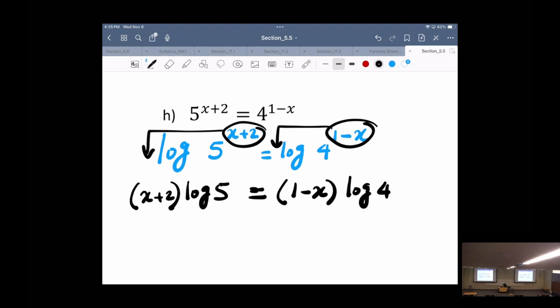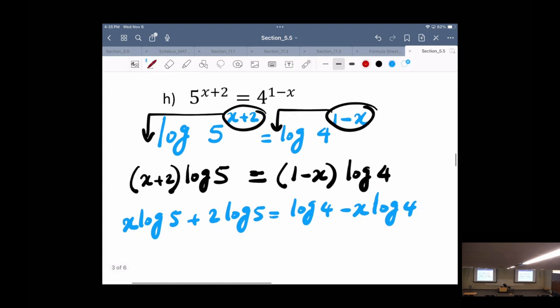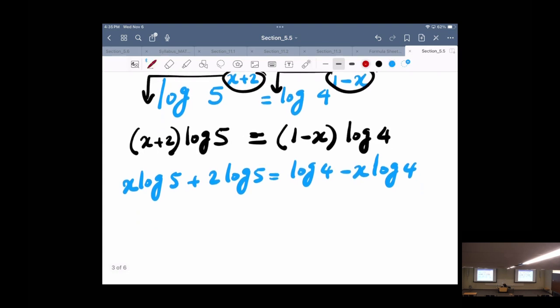Now we can distribute, right? We have to distribute in order to get the x term by itself. So let's do that. So we have x times log of 5 plus 2 times log of 5 equals log of 4 minus x times log of 4. All right. So notice you're solving for variable x. Where does x occur? It occurs here and here, right? In 2 terms. Because of that, we have to move both terms to one side and isolate them. So let's do that. We're going to keep this term on the left.